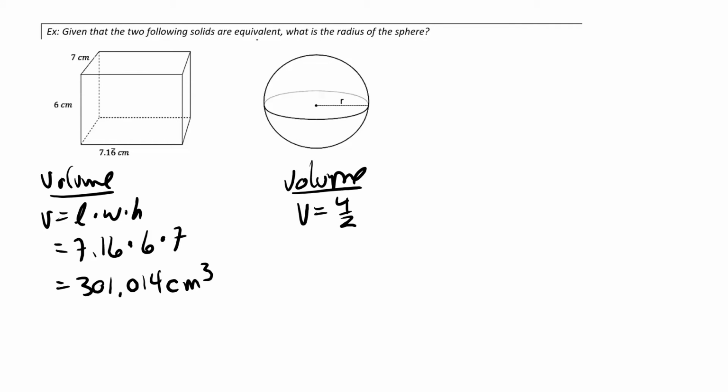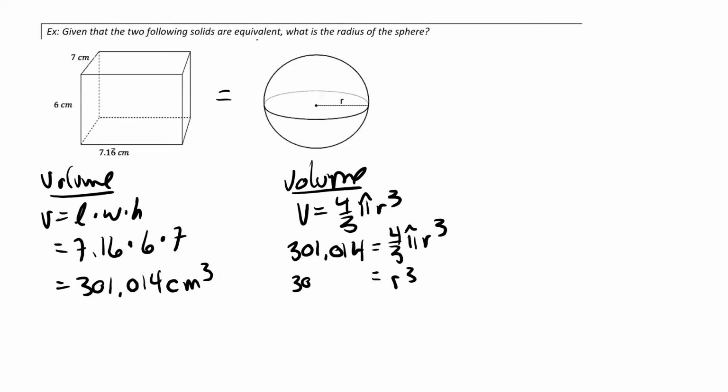Now we know the volume of a sphere. Volume is equal to 4/3 pi r cubed. We're looking to find the radius r, and we now know that the volume is going to be 301.014 cubic centimeters based on the fact that these two solids are equivalent. So we can now change this formula to say 301.014 is equal to 4/3 times pi r cubed. We're going to solve for r cubed. So to get rid of the 4/3 pi, we're going to divide both sides by 4/3 pi.